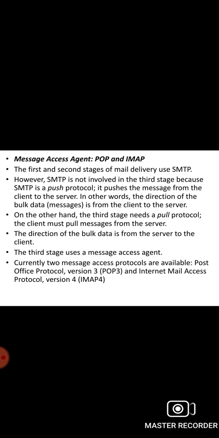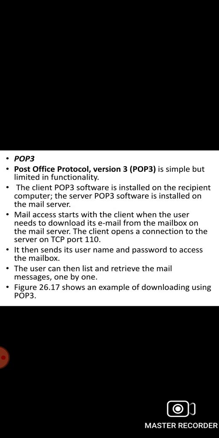The direction of the bulk data is from the server to the client, and the third stage uses a message access agent. Now let's see the diagram. Currently two message access protocols are available. One is POP, that is Post Office Protocol version 3, or POP3, and the other is Internet Mail Access Protocol version 4, that is IMAP4.